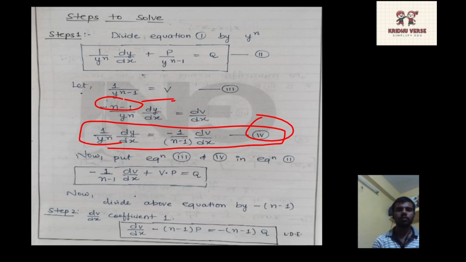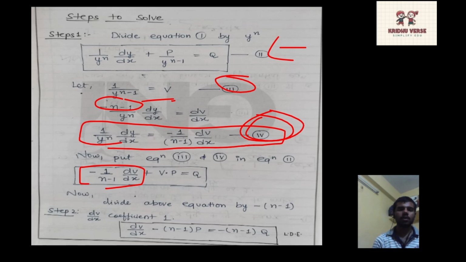Now we put equations number 3 and 4 into equation number 2. What do we get now? 1 over y to the power n times dy over dx is equal to minus 1 over (n minus 1) times dv over dx, from equation number 4, plus v times P. What does v times P mean?